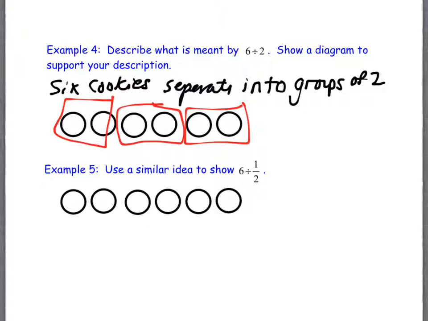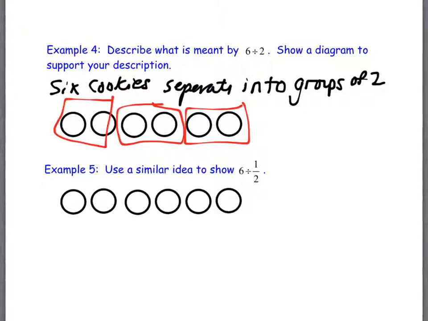I have 6 cookies. In the previous example, I wanted to make groups of size 2. So how could I word this to work with the number 1/2? Are you basically taking 6 cookies and dividing them all into 2 pieces? We are, because we're creating groups of size 1/2 cookie. So imagine if you were doing this bake sale, and instead of putting 2 cookies in a bag, you put in half of a cookie in a bag. And if they're big cookies, then that might be acceptable, right? I don't know. Probably not.